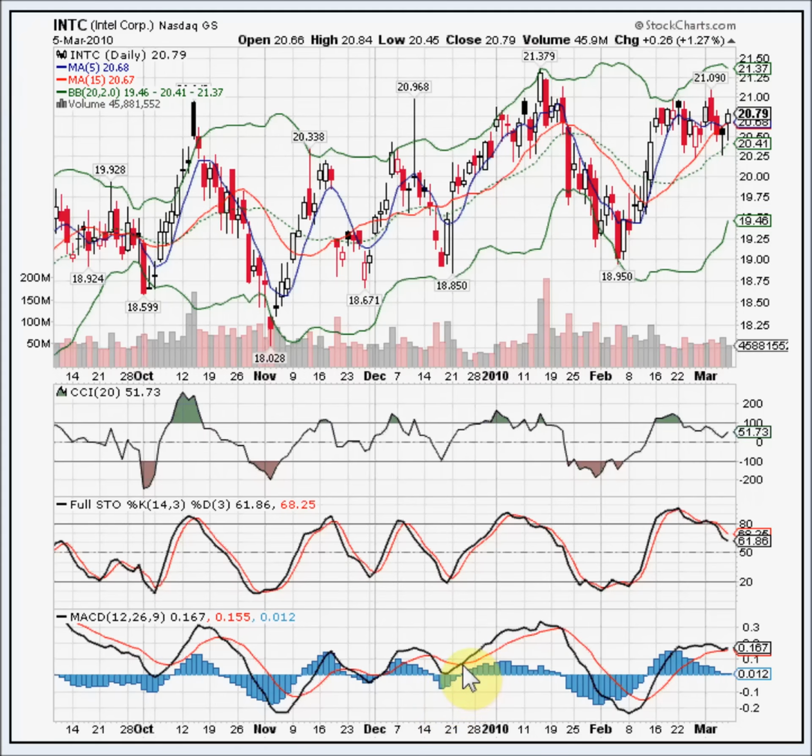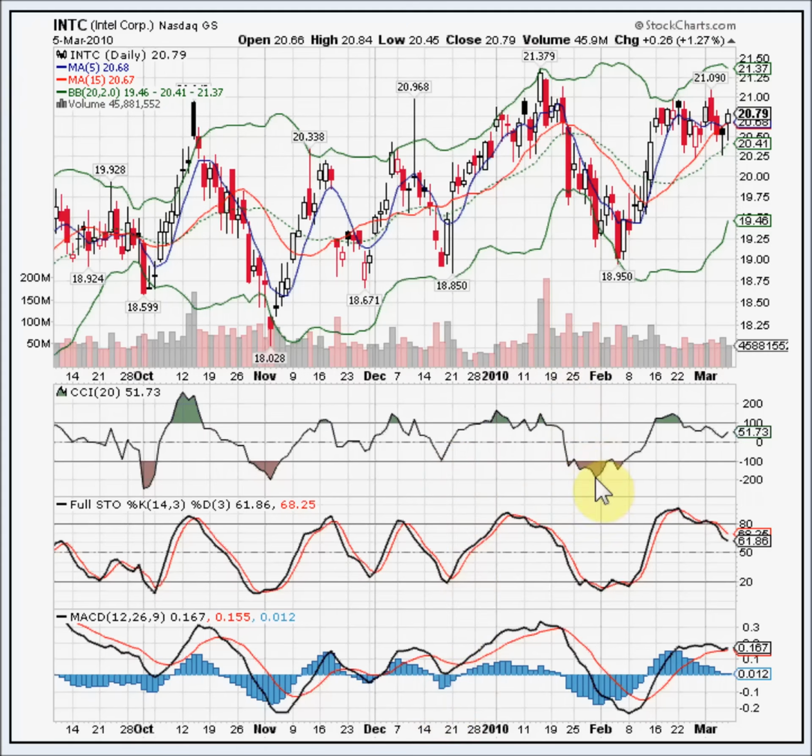Now the histogram is a little bit lagging sometimes. That's why I always use the CCI as my primary buy signal. Like I said, the histogram didn't give any early warning on this one. On Intel, it's a little bit late. On some stocks, it gives you plenty of warning well in advance of a turn from a downtrend to an uptrend. Right here, there was a crossover, but it was well after you would have gotten the CCI buy signal.